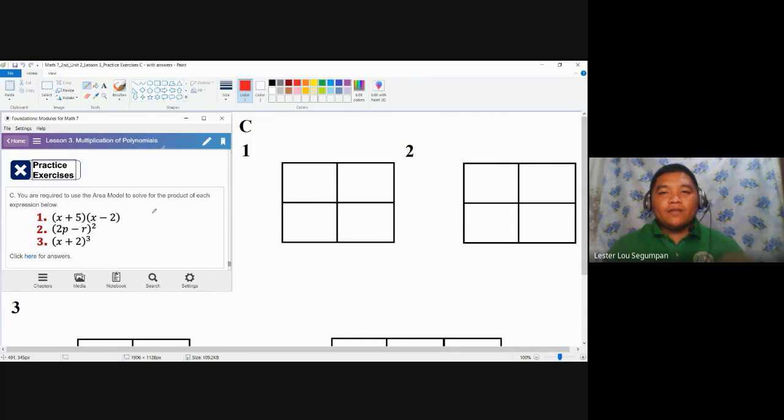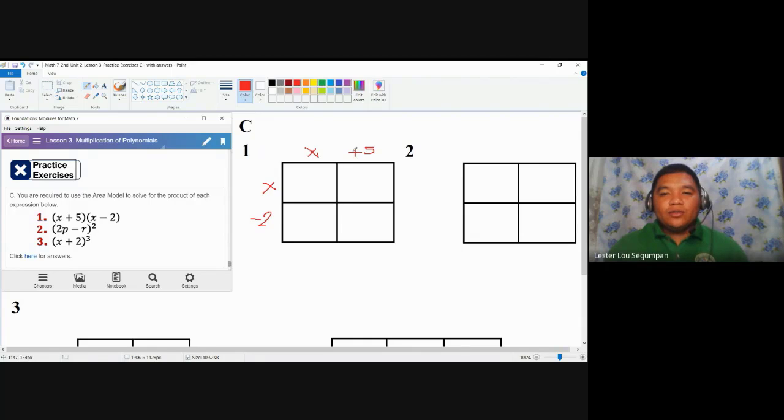These are actually part of the previous video, practice exercise B, which we already solved using the FOIL method, and we already came up with an answer. But let's use the area model to describe the result for the product of the two binomials. To do that, I'm going to pick x plus 5 and place it here: x, and you have here plus 5. Take note that the operation separating the two terms will be taken charge by the succeeding term, or the second term. And then x minus 2 could be placed here.